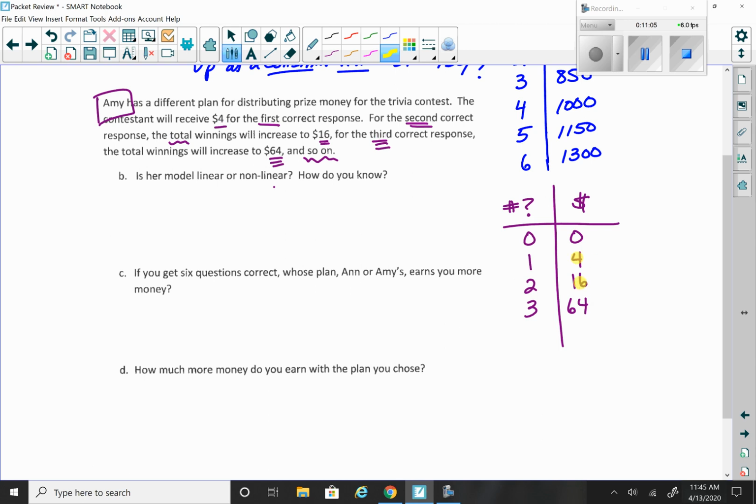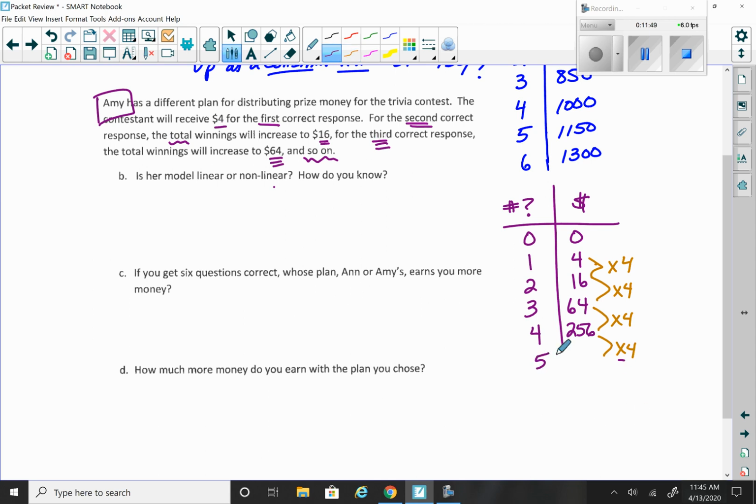Well, if I go from 4 to 16, I'm looking for a multiplier here. I can see that 4 times 4 is 16. And then if I took 16 times 4, check on your calculator, that's 64. So they keep multiplying by 4. So if we got 4 questions correct, I take 64 and multiply that by 4. Check on your calculator, 64 times 4, I think that's going to give me 256. Then if we take 256 and multiply that by 4, again, they keep multiplying by 4. There's a multiplier here.